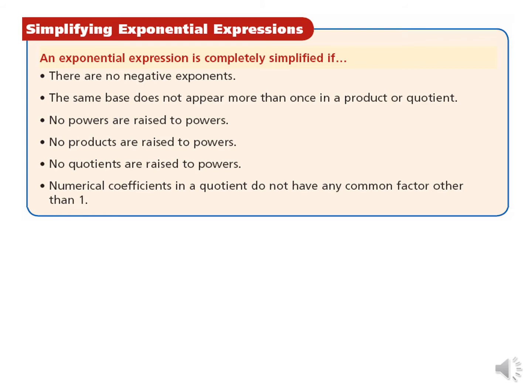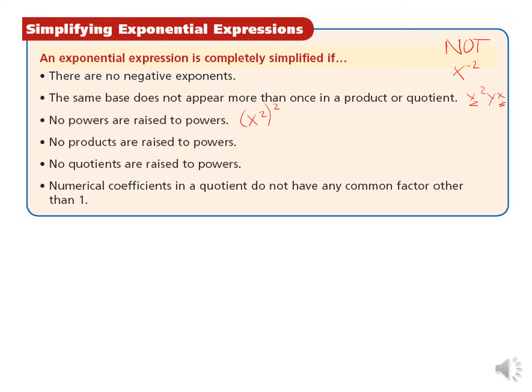An exponential expression is completely simplified if there are no negative exponents. I'm going to put examples of not simplified over here. If I had x to the negative 2, that is not simplified. The same base does not appear more than once, so something like x squared y x, where the same base appears more than once, is not simplified. No powers are raised to powers, so x squared squared.